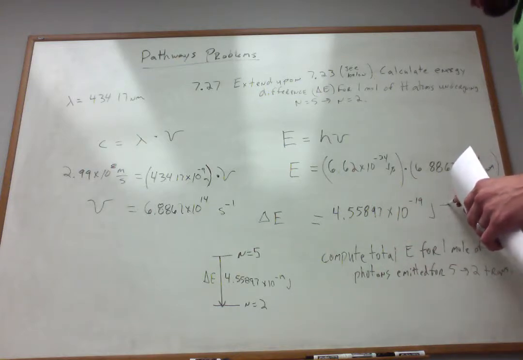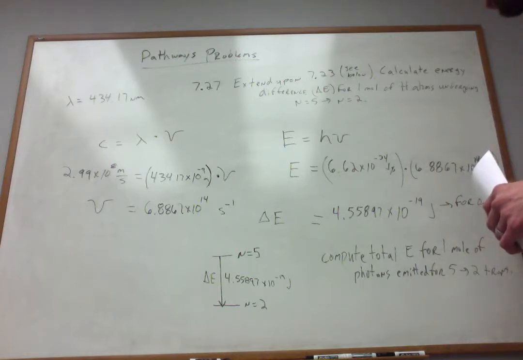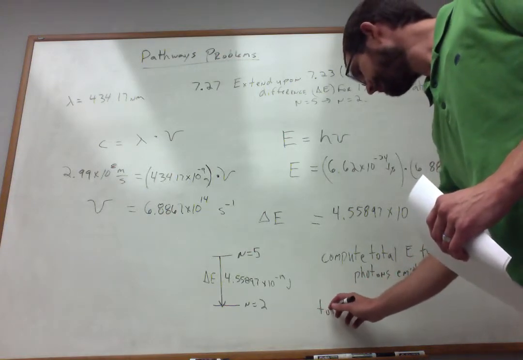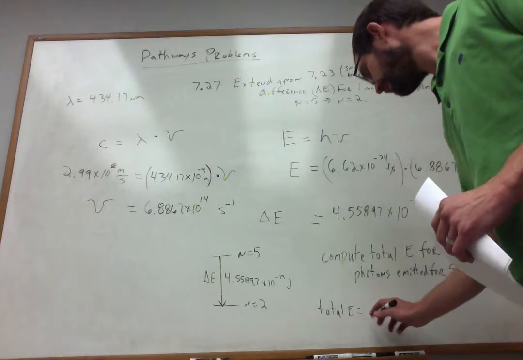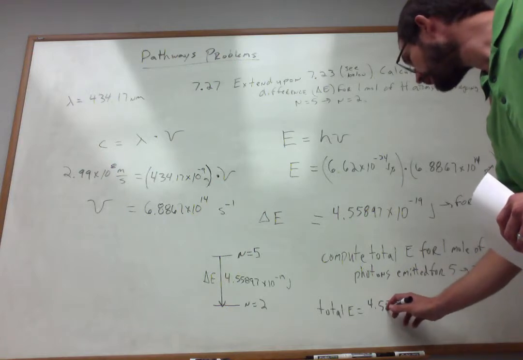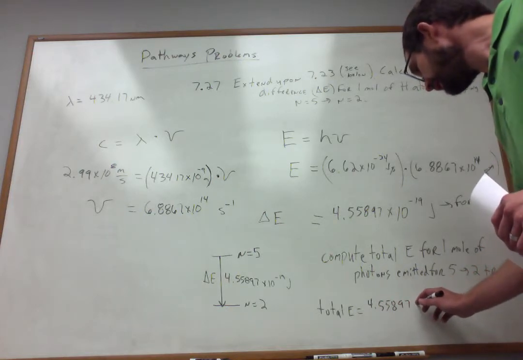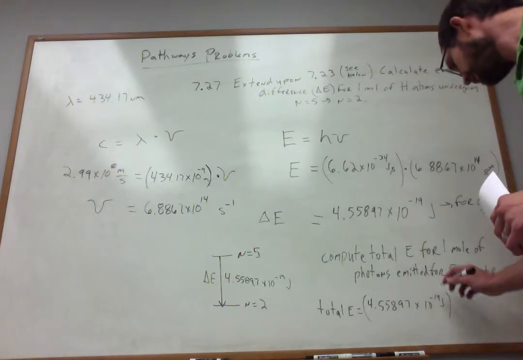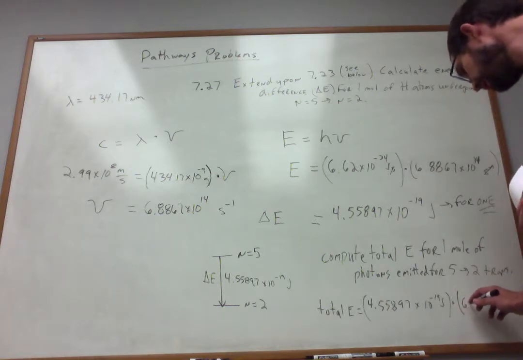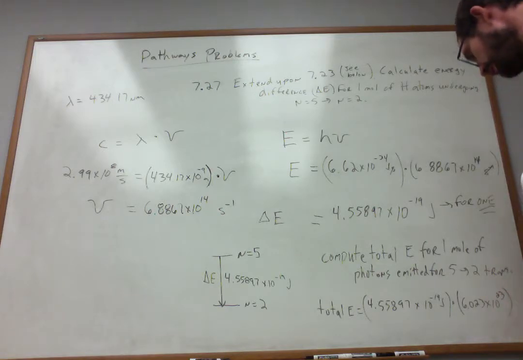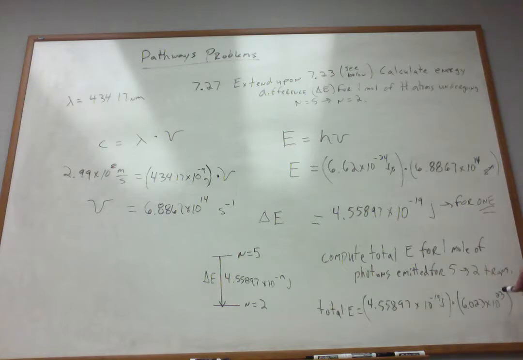Because each one, so this number is for 1 photon, the total energy is just the sum of all of them. So 1 has an energy of 4.55897 times 10 to the minus 19th joules. That's just for 1 photon, right? Because that's what that equation does for us. If I want to compute the energy of a mole of them, I need to multiply by Avogadro's number, 6.023 times 10 to the 23rd. So I'm just scaling up to a mole instead of having 1. Now I've got a mole.